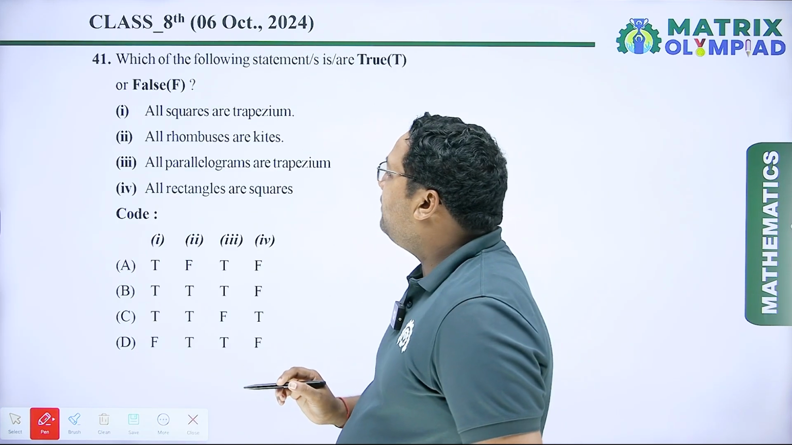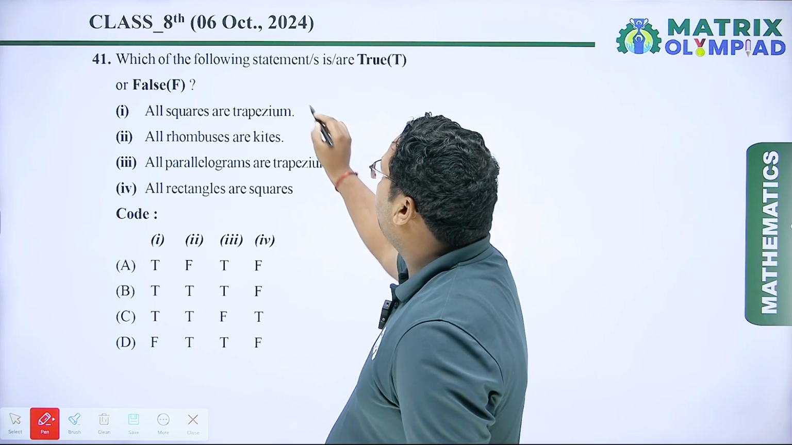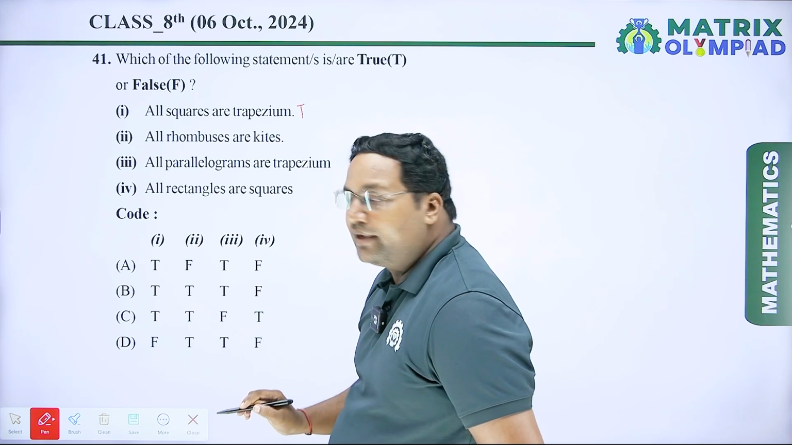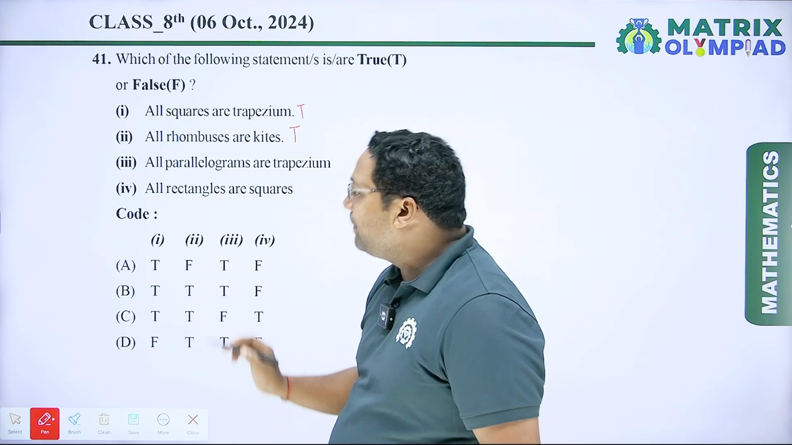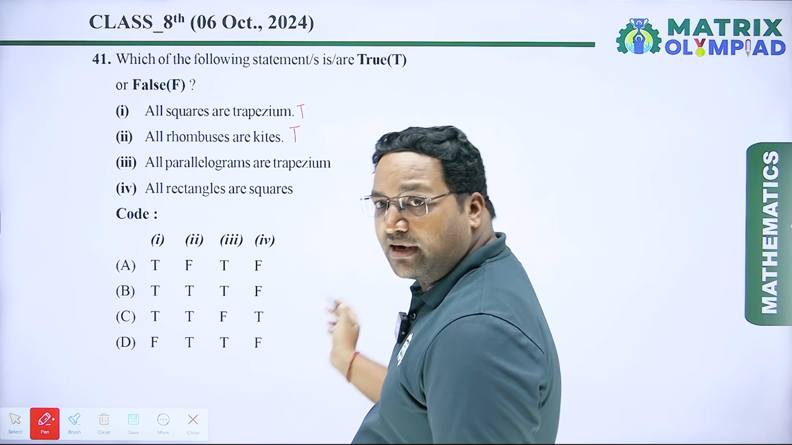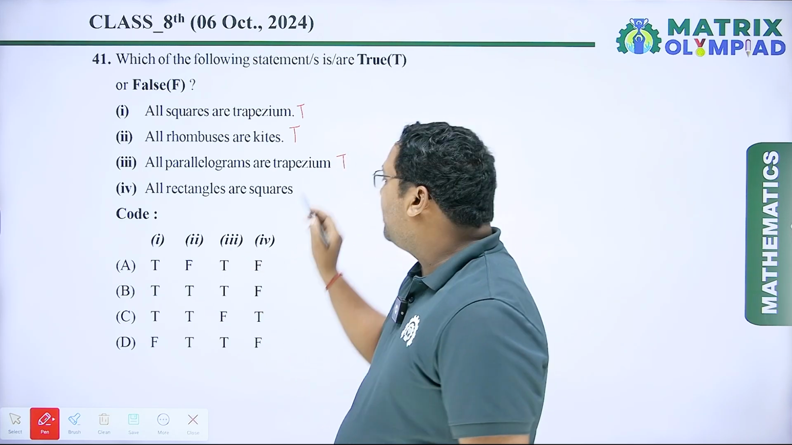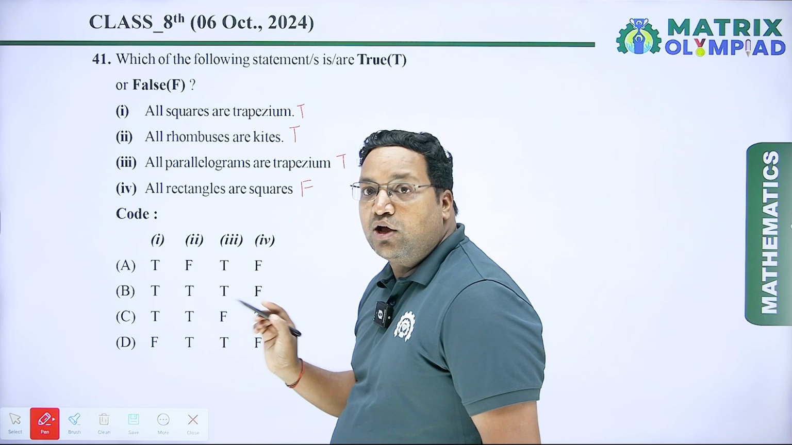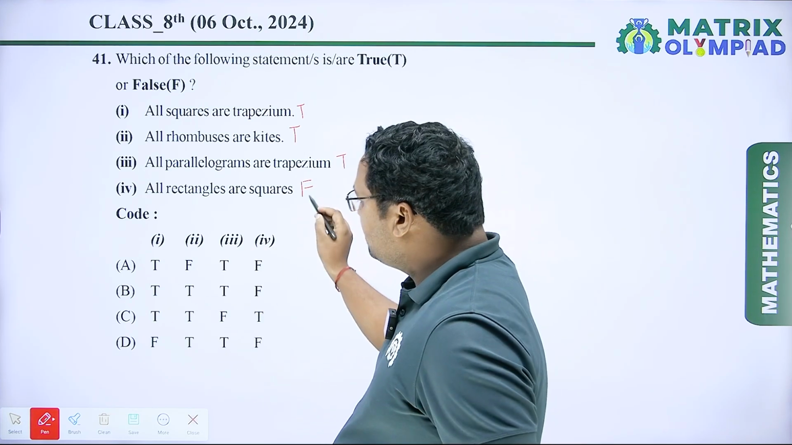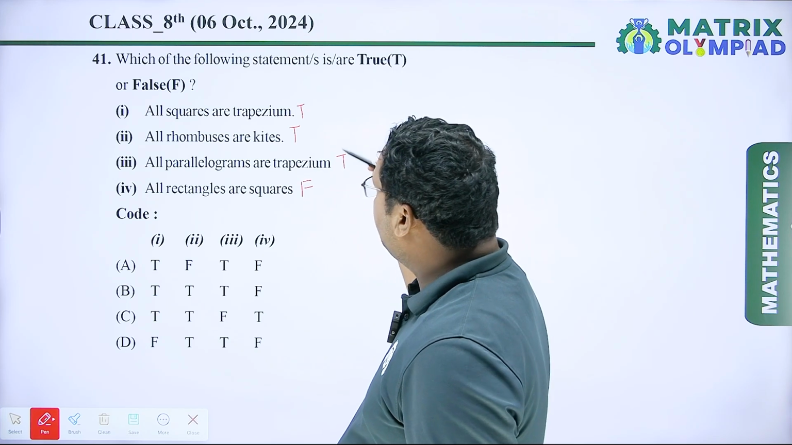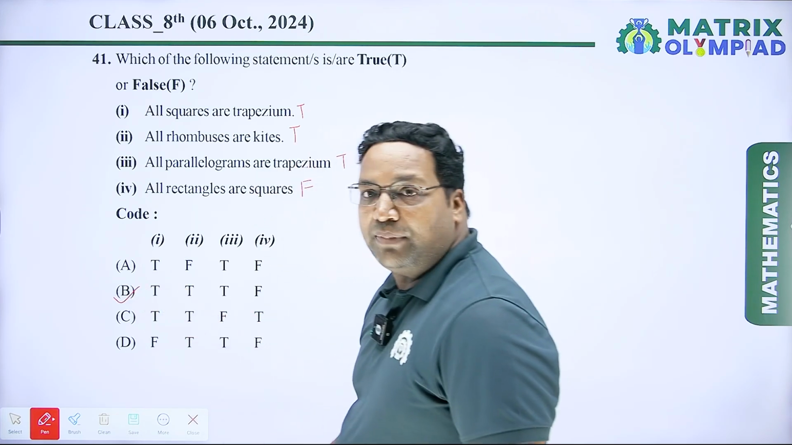Next, question number 41. First, all squares are trapezium. Yes, all squares are trapezium, so it is a true statement. Next, all rhombuses are kites. Yes, it is also true. Next, all parallelograms are trapezium. Yes, it is true. All rectangles are squares. No, it is not true, so it is a false statement. All squares are rectangles, but all rectangles are not squares. So it is false. So the correct option is TTTF, which is option number B.